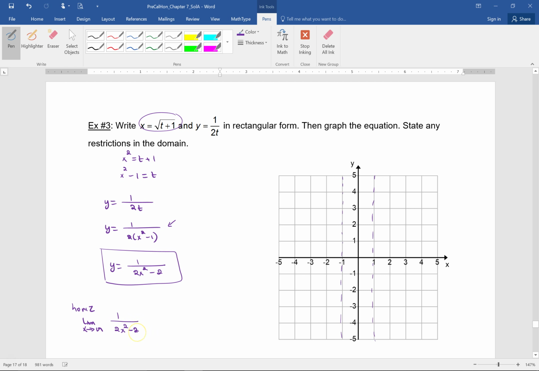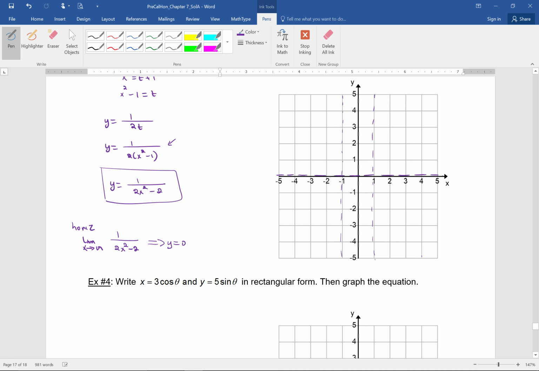Okay? And as x approaches infinity, you have 1 over infinity, which is 0. So y equals 0 is the horizontal asymptote. Okay? We are going to do a whole chapter of limits in chapter 12.